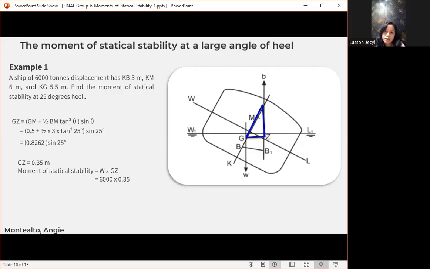That's right. We are not done yet because we need to get the moment of statical stability at 25 degrees heel. To get this, we should multiply the displacement times GZ. So 6,000 tons times 0.35 is equal to 2,100 tons per meter.